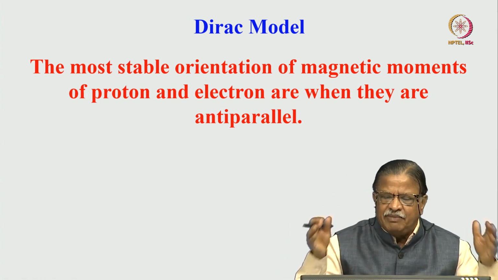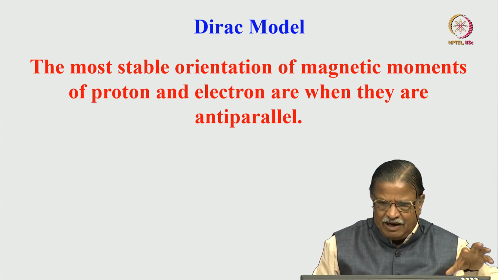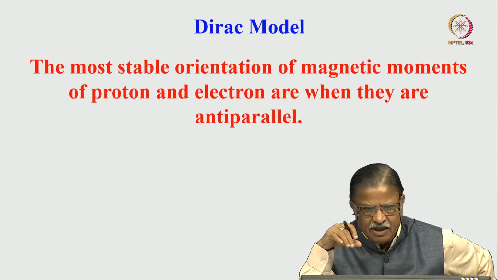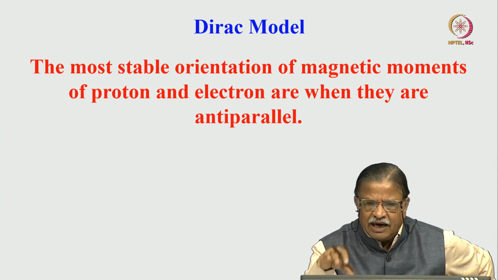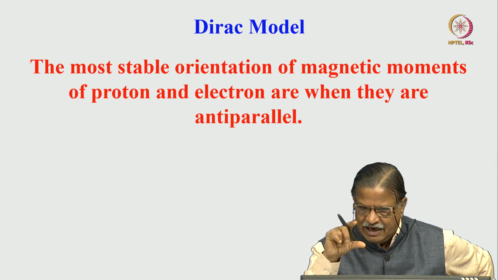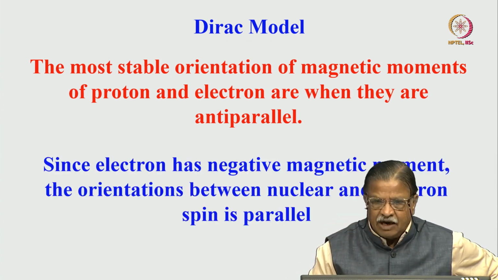And the most stable orientation of the magnetic moments of proton and electron in a given molecule, consider the carbon atom or a hydrogen proton: the most stable orientation for the nuclear spin and the electron spin is when they are anti-parallel to each other. When they are oriented anti-parallel, it is a stable state. This is how it is.